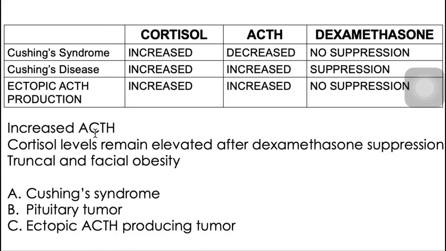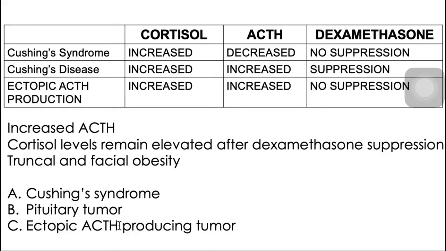So, pag mataas ang cortisol, mataas ang ACTH, automatically cancel mo na si Cushing syndrome, because pag Cushing syndrome, mataas ang cortisol pero decrease dapat ang ACTH as a part of negative feedback. Pero dito mataas po ang ACTH. So you are left with pituitary tumor. Okay, ito po yung Cushing's disease, no? Cushing's disease or pituitary tumor. And then possible din po yung ectopic ACTH producing tumor.